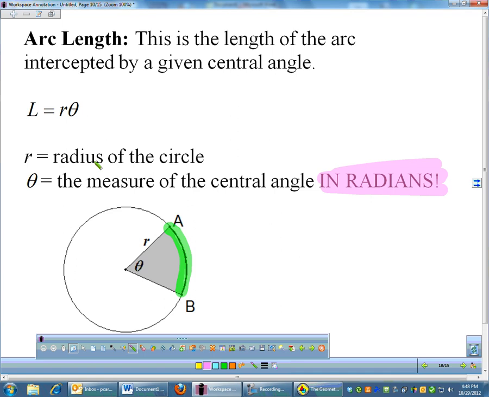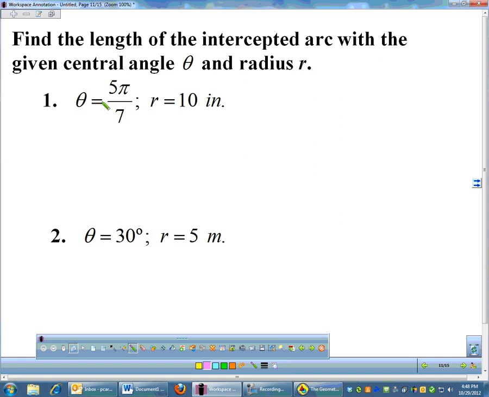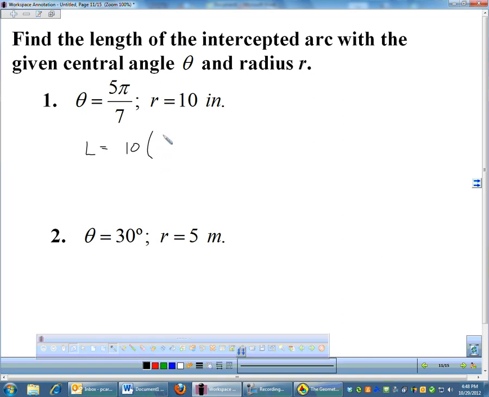So formula, it's a clean formula. It's just radius times the central angle, and this is what we're talking about, just that little bitty piece of the circle. So I have a couple of examples. I give you theta and I give you the radius. So if I want the arc length for number 1 here, it is simply your radius times your central angle, which 5 pi over 7 is in radians. If there's no degree symbol, it's understood to be radians.